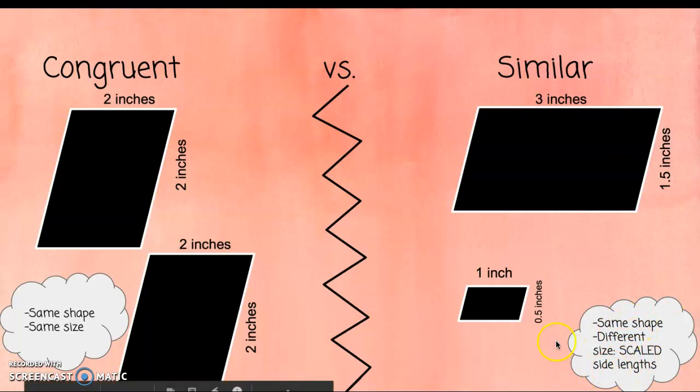Similar shapes are the same shape, but they're different sizes. They're scaled side lengths. So notice that this little rhombus is 1 by 0.5 inches, and this bigger one is 3 by 1.5. If I multiplied this side length, this base, by 3, I would get 3 inches. And if I multiplied this height by 3, I would get 1.5 inches. So notice how I multiplied. It's scaled by 3. The scale factor is 3 because I can multiply both sides of this by 3, and I will get this. All right, so that's just a reminder. Just keep it in mind.